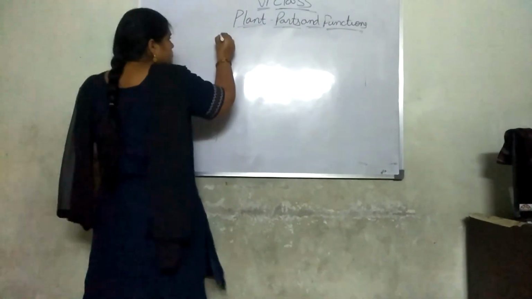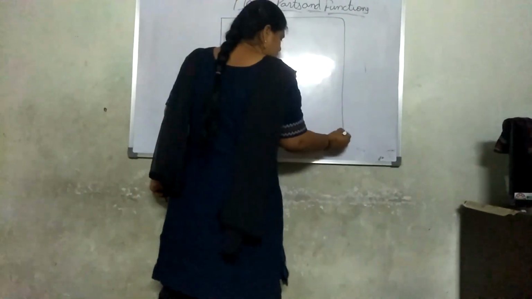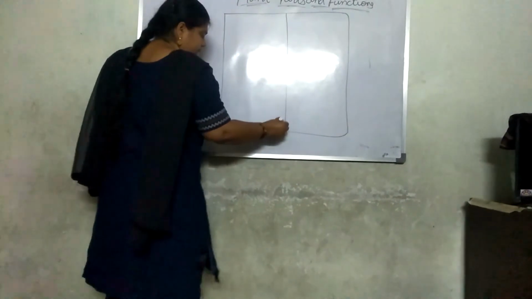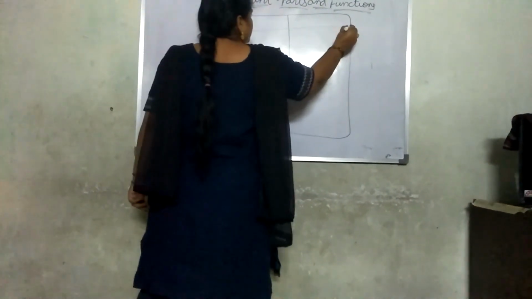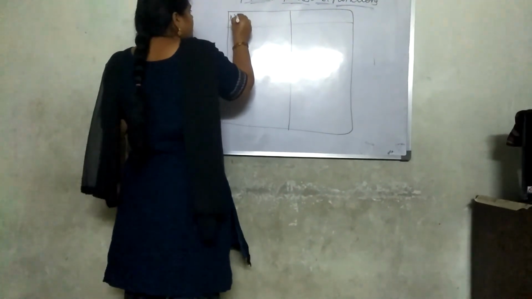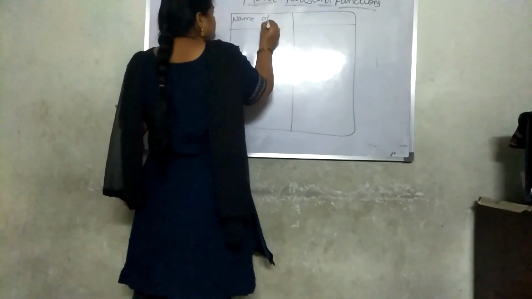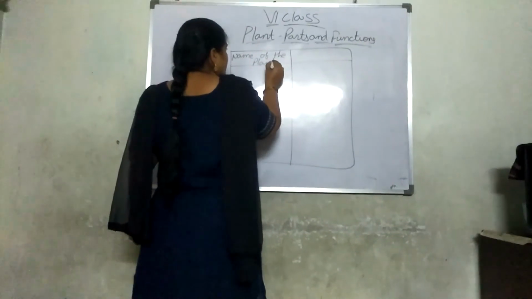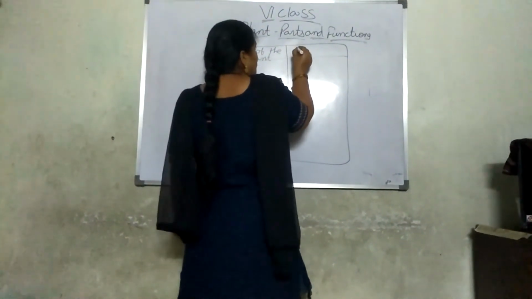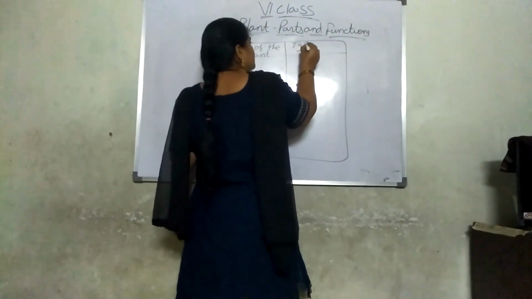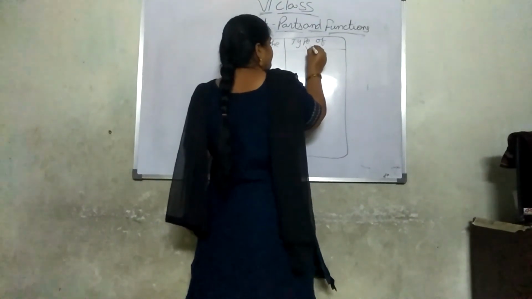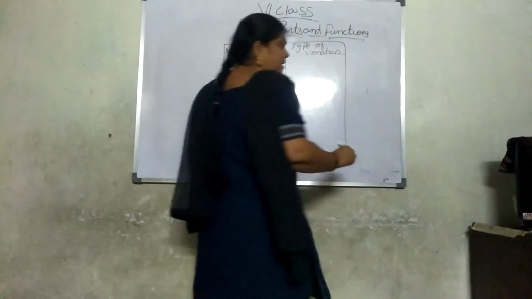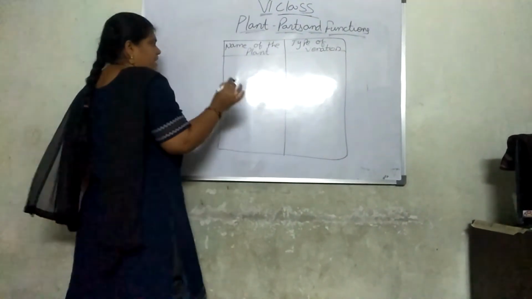Start. So in the same way we are going to draw the table which is in your textbook. So here what you are going to write: name of the plant, and here the type of venation. Name of the plant and type of venation. I am taking 5 plants here.